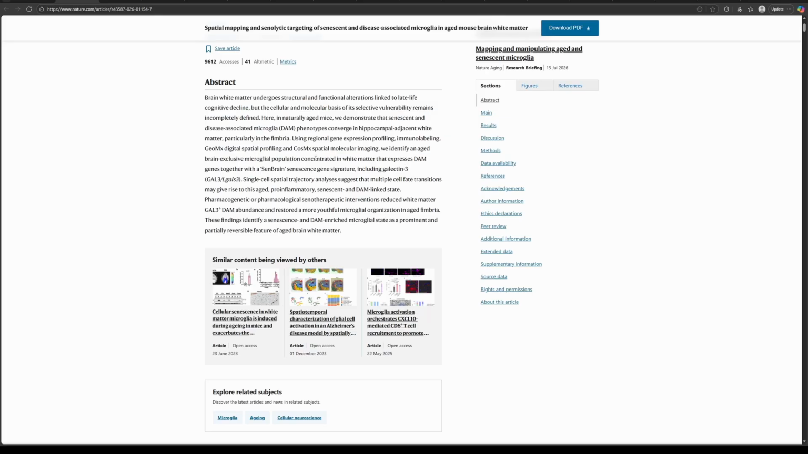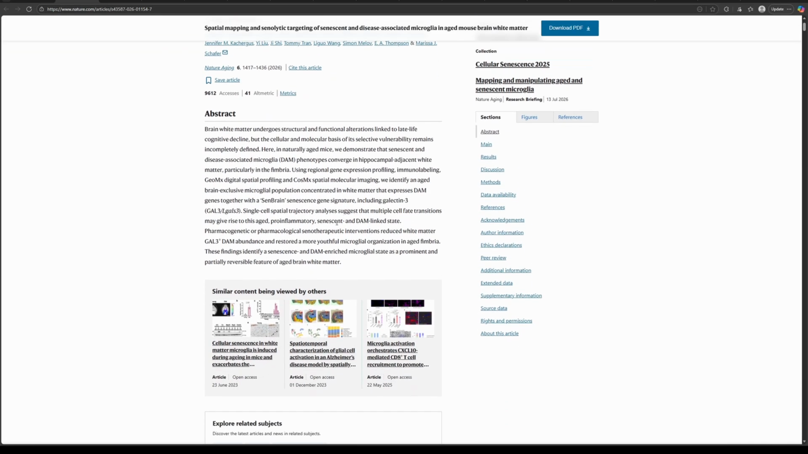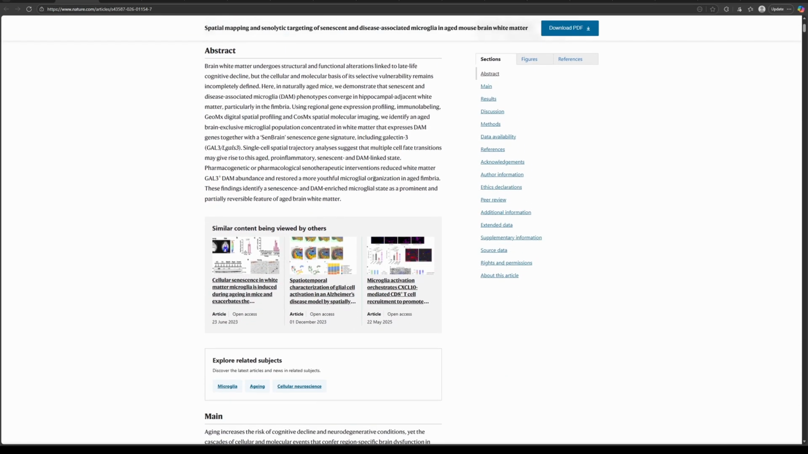And this microglial population, that's so hard to say, microglial population in white matter will cause this. And these analyses they've done with the spatial mapping have shown that cell fate transitions may give rise to this senescent and DAM-like state.